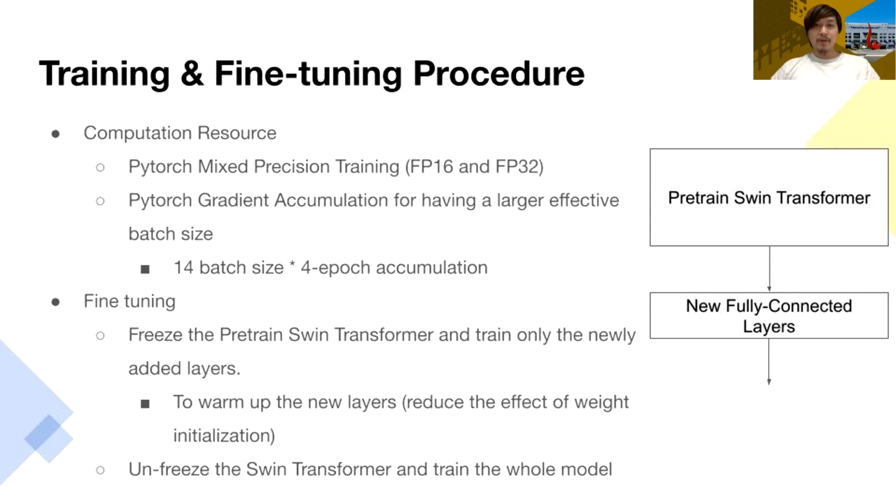In terms of fine-tuning, we first freeze the pre-trained image model and train the newly added fully connected layer first, to warm it up and avoid the effect of random weight initialization. After training a few epochs, we unfreeze the pre-trained model and fine-tune the entire model end-to-end.